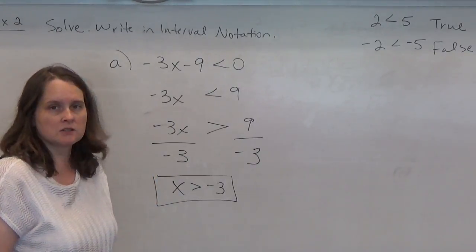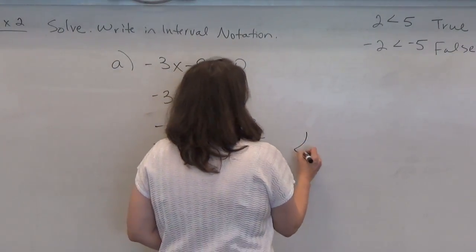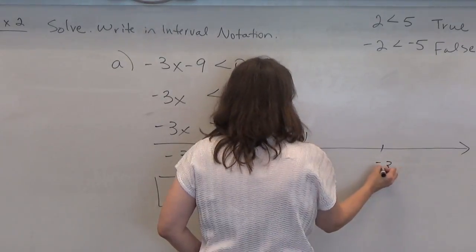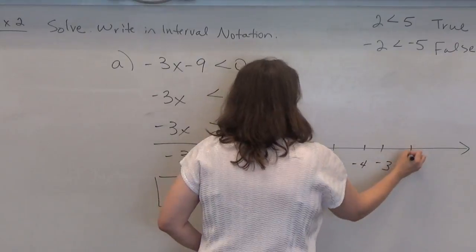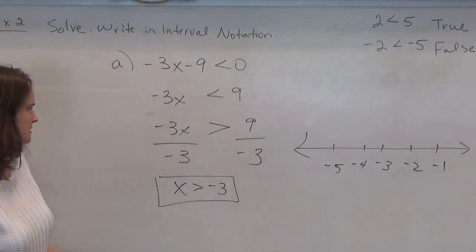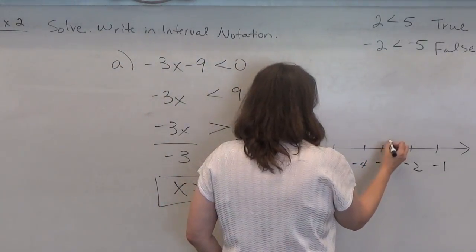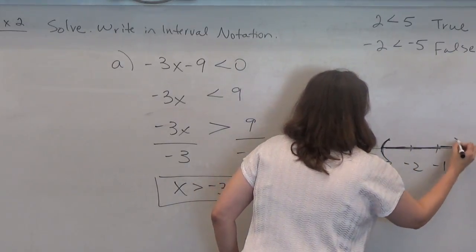So this is the inequality version of the answer involving x. We're asked to give the answer also in interval notation. Look at the graph first. So I've got negative 3, it's going to go right in the center, and then I need some numbers on each side of negative 3. I need to graph x greater than negative 3, so you can do the open circle, but I'm going to go ahead and use the round parentheses now. Shade everything to the right side.